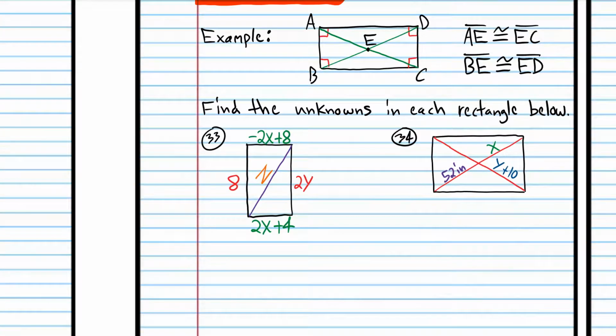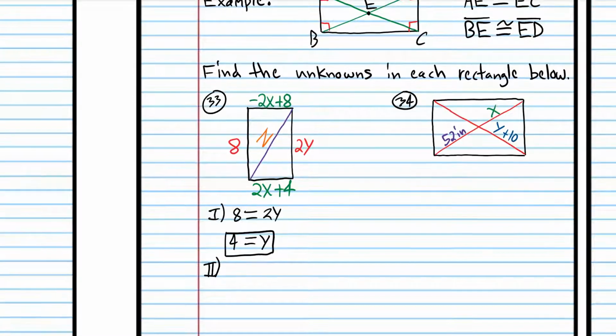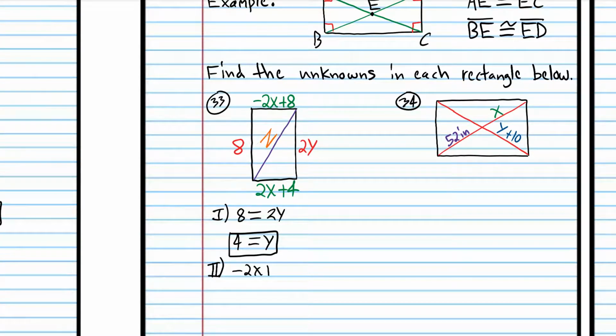So we have a rectangle here. It says find the unknowns. So we know opposite sides are congruent. That's one of the theorems that we just looked at. And a rectangle is a parallelogram, so obviously opposite sides are congruent. So y is 4. And this side is congruent to this side. Add 2x to both sides, subtract 4 from both sides, x is equal to 1.